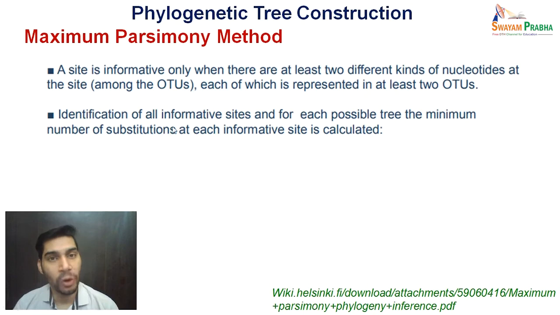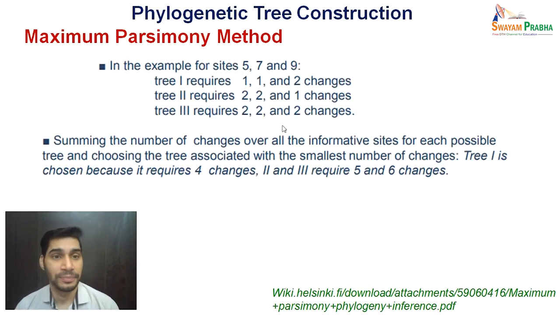After identifying all informative sites, for each possible tree the minimum number of substitutions at each informative site is calculated, as you can see here. In the example, for sites 5, 7, 9, which I just mentioned as informative, tree 1 requires 1, 1 and 2 changes, tree 2 requires 2, 2 and 1 changes, and tree 3 requires 2, 2 and 2 changes. If you sum them up, tree 1 is chosen because it requires 4 changes, and trees 2 and 3 require 5 and 6 changes. As we mentioned initially, the minimum number of changes is considered the best possible way of constructing the tree. So tree 1 will be chosen because it requires the minimal number of changes.